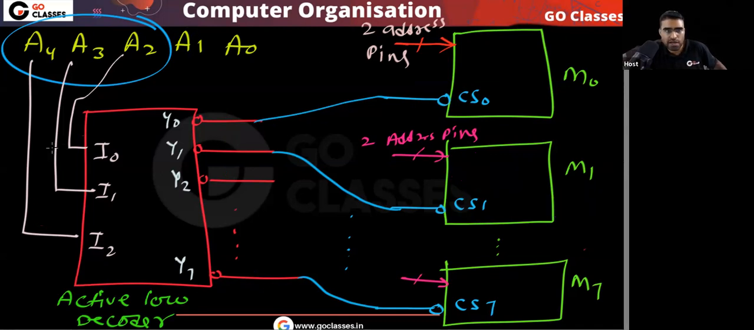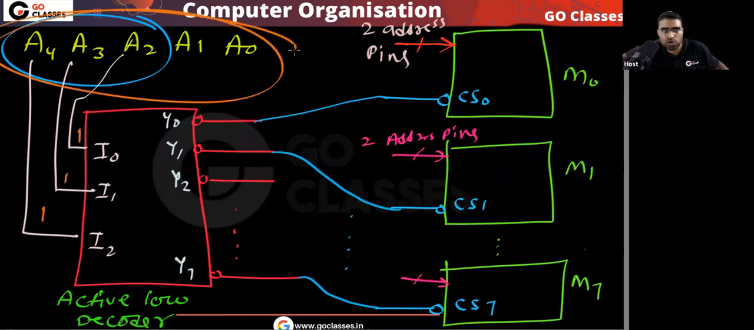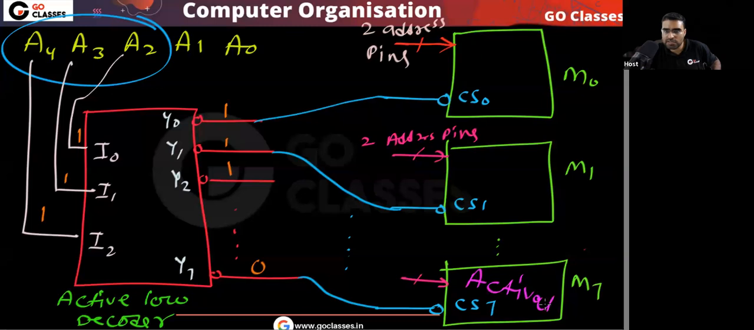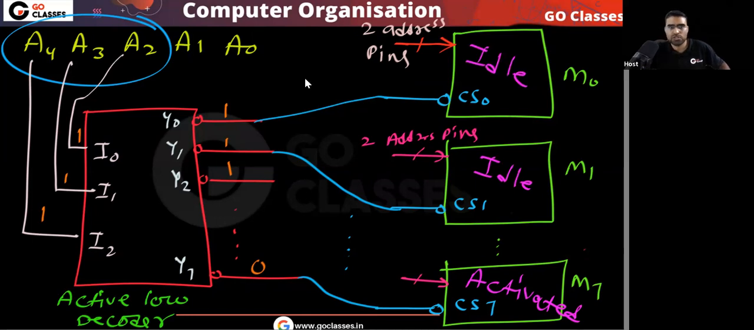I hope you understood. And finally, you tell me, if I apply, for example, 111, this is your address. In this address, if these high order bits, these MSB bits, if they are 111, then what will happen? This is the active low decoder. So when I apply input 111, then this will be 0, all other will be 1. Now in this situation, what will happen? Then this will be activated. Okay, this M7 chip will be activated. All other chips, they will be idle. So this is the complete idea.